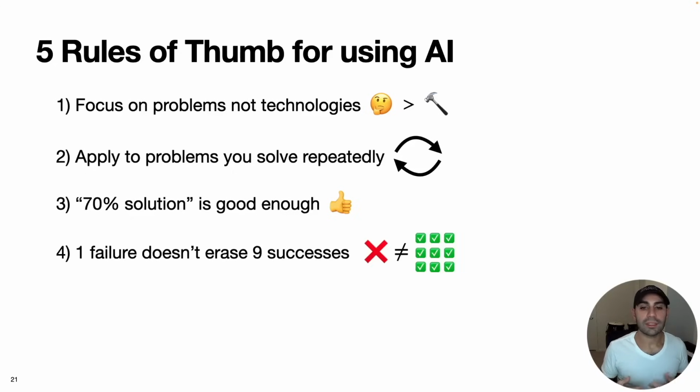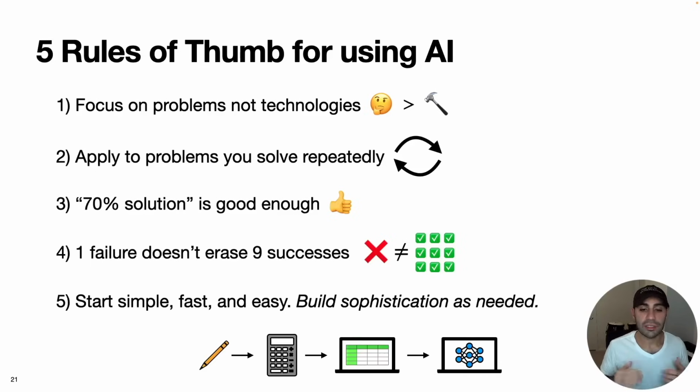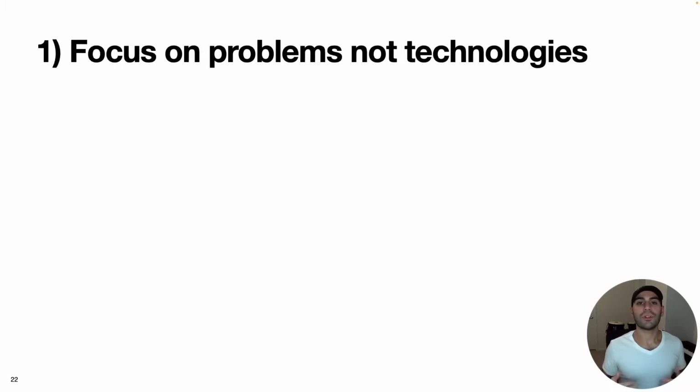The fourth is pick situations in which one failure of your AI solution doesn't erase 9 successes. And then finally, start simple, fast, and easy, and build sophistication as needed. So I'm going to talk through each of these rules of thumb one by one and share concrete examples of each. First, focus on problems, not technologies.